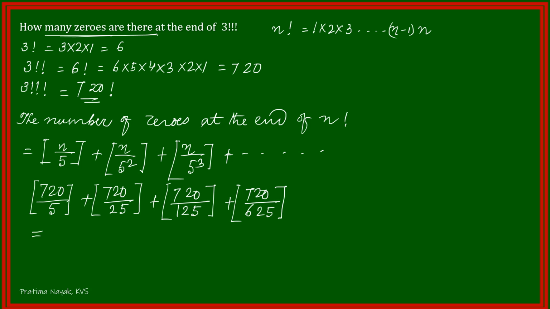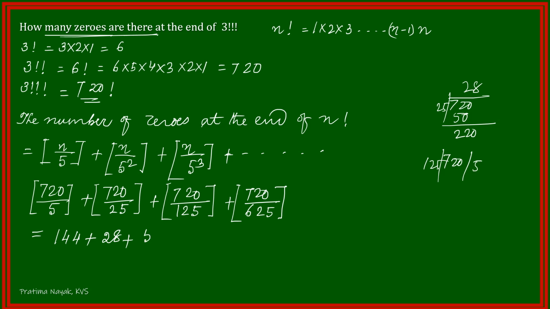So 720 divided by 5 is 144. 720 divided by 25, let us divide here: 720 divided by 25, 250, 220, so this will be 28. Next, 720 divided by 125, certainly it will be 5 plus, the quotient will be 1. I am taking only the integer part, not the decimal.